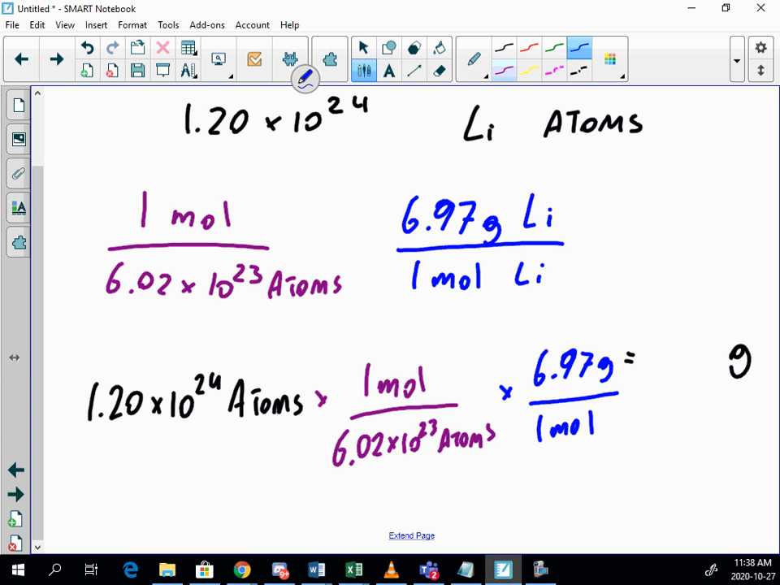Then, my units cancel nicely. Atoms cancels atoms, moles cancels moles. The only unit I'm left with is grams, and the unit I want to finish with is grams. So that worked out. Then my math is to do 1.20 times 10 to the 24 times 1 divided by 6.02 times 10 to the 23 times 6.97. And off the top of my head, if I do that, I get 13.94.